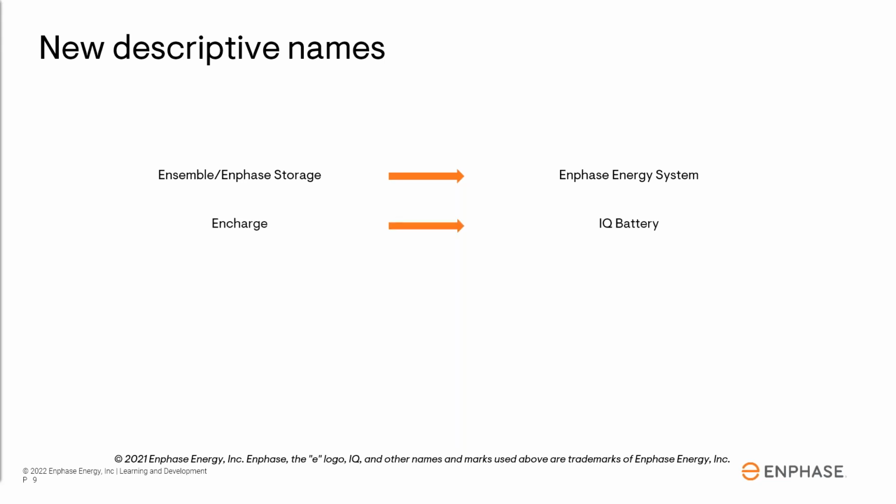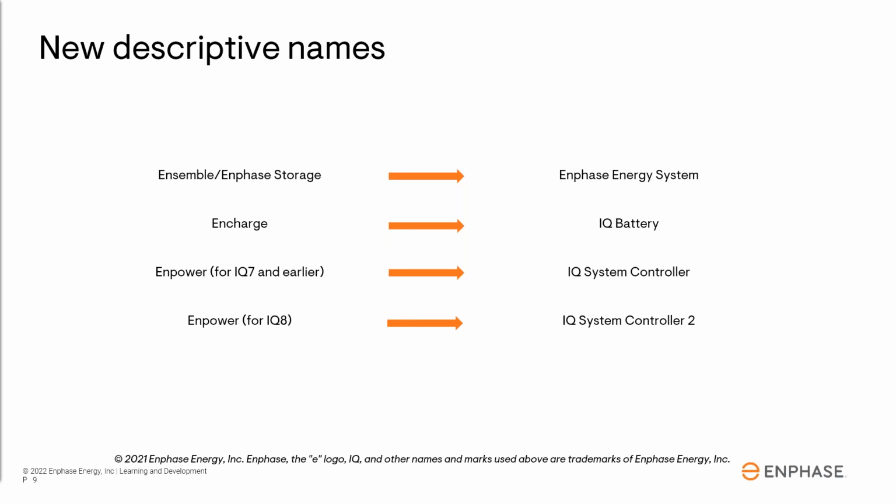The N-Charge storage system or battery has been renamed the IQ battery. The N-Power, which is the smart switch or microgrid interconnect device of our system, has been renamed the IQ system controller. With the introduction of the IQ8, we have a new smart switch, which we simply named the IQ system controller 2. And the IQ Envoy, the key communication device of our system, has been renamed the IQ Gateway.